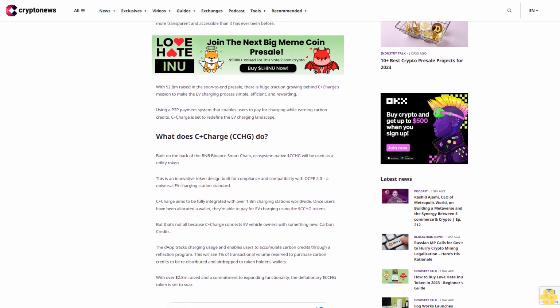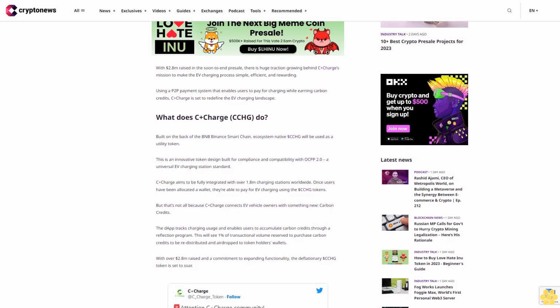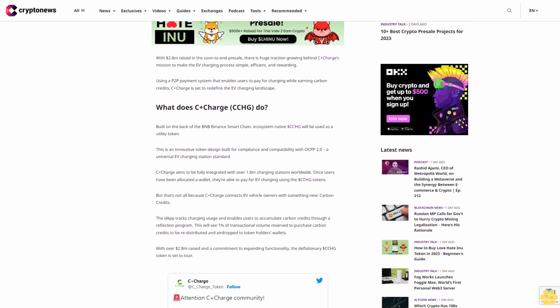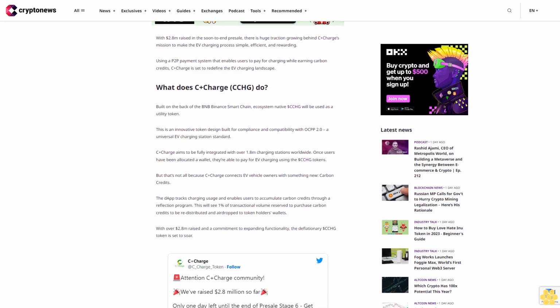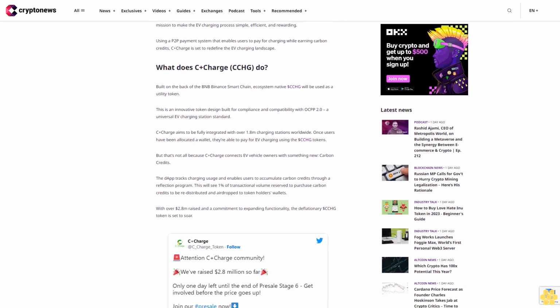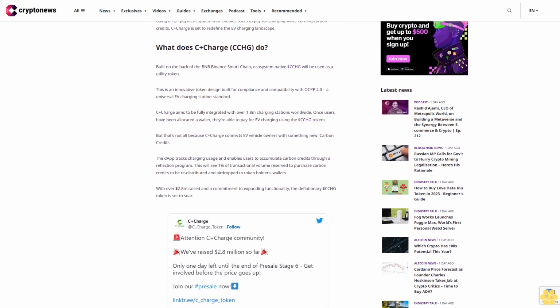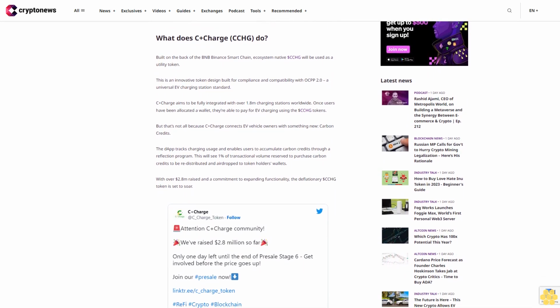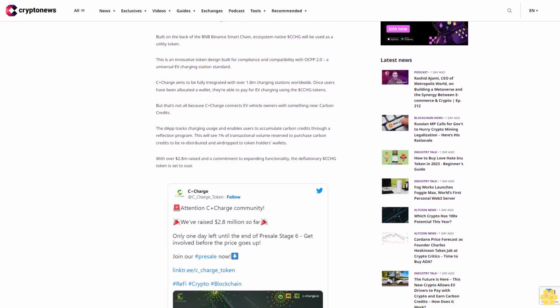But that's not all, because C+Charge connects EV owners with something new: carbon credits. The DApp tracks charging usage and enables users to accumulate carbon credits through a reflection program. This will see 1% of transactional volume reserved to purchase carbon credits to be redistributed and airdropped to token holders' wallets. With over $2.8 million raised and a commitment to expanding functionality, the deflationary $CCHG token is set to soar.